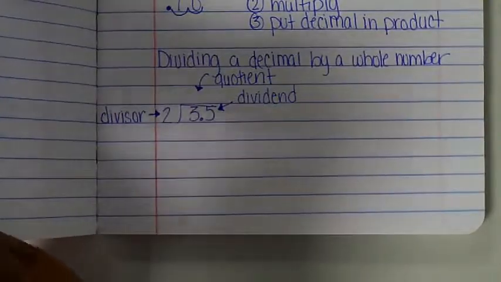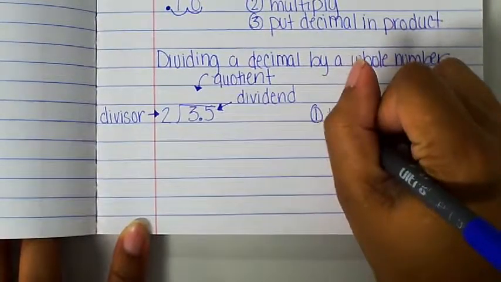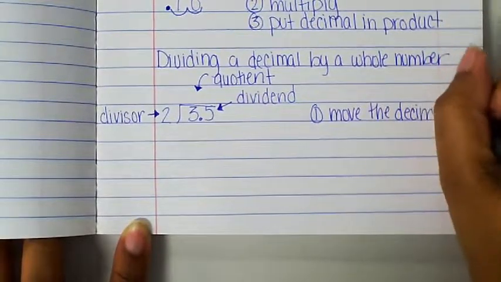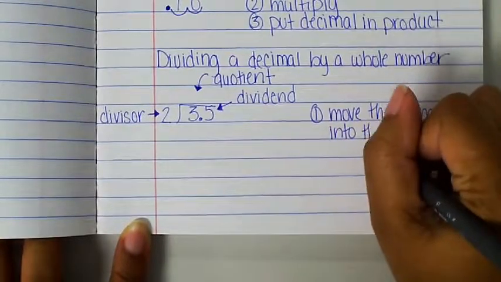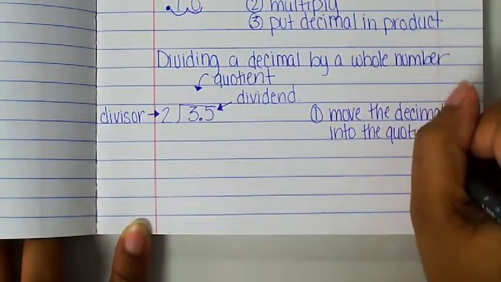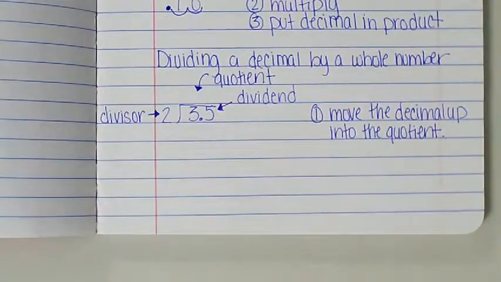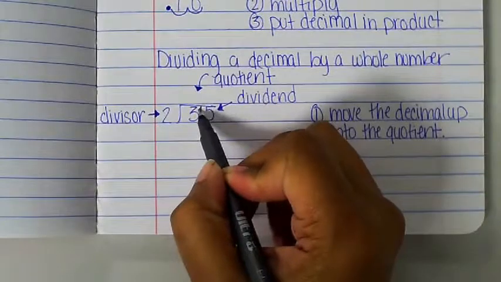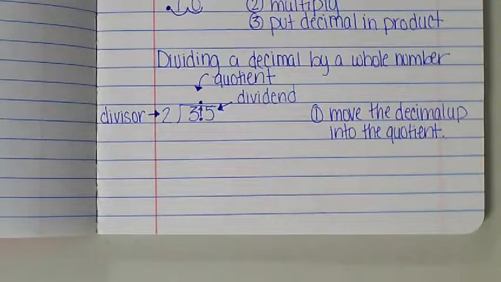All right, step 1. Move the decimal up into the quotient. All right, so here's my decimal here. Push it straight up into my quotient. Once you move it, you're done. You don't have to mess with it anymore.